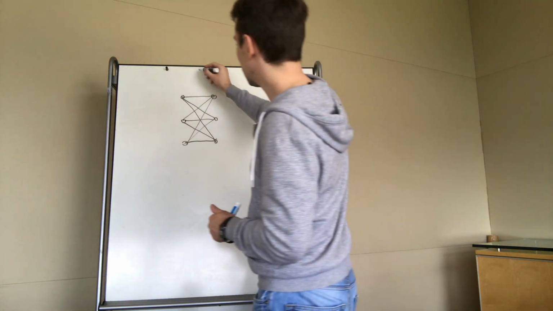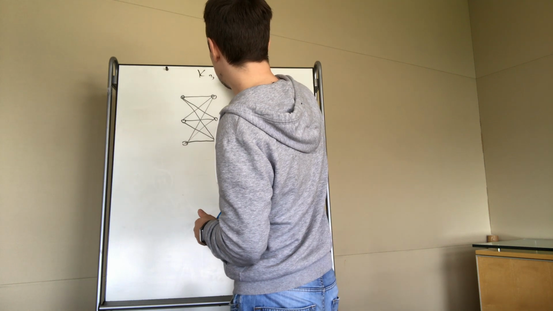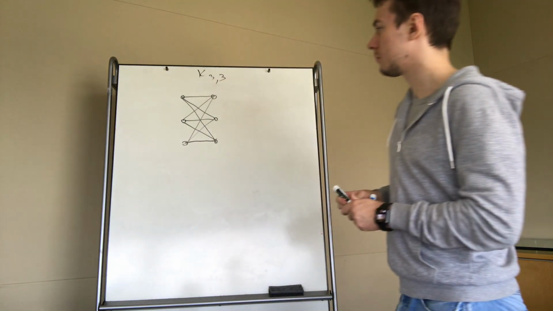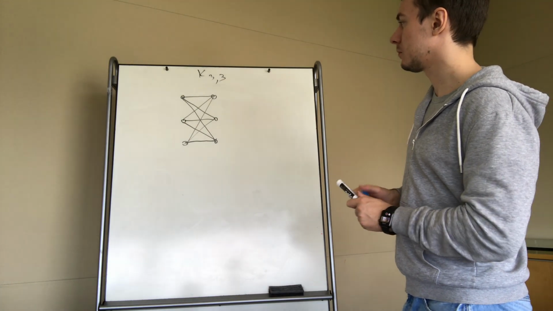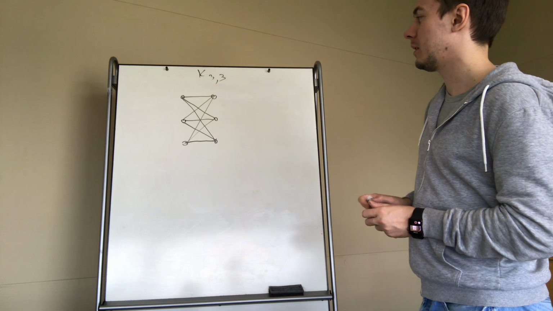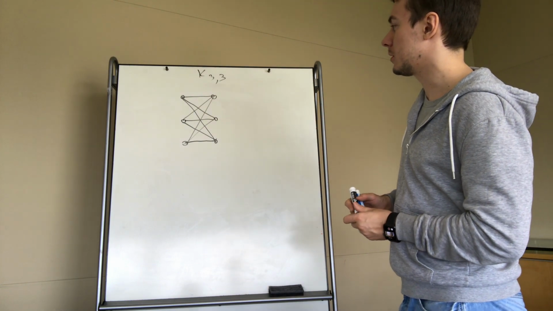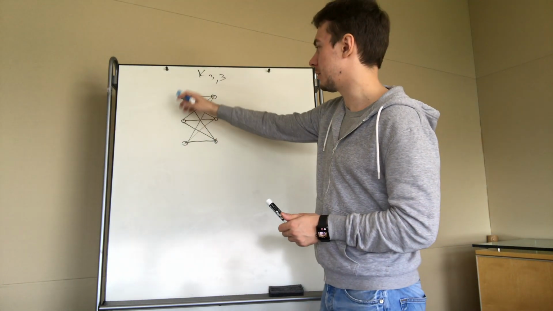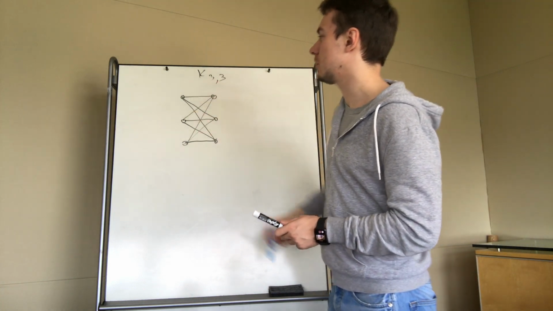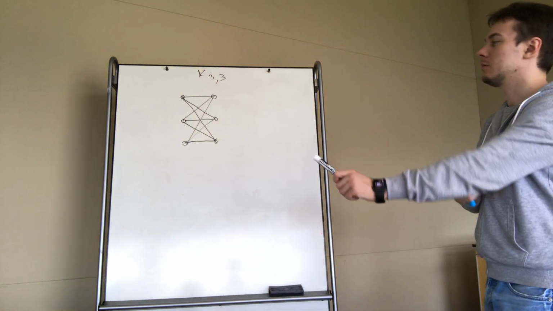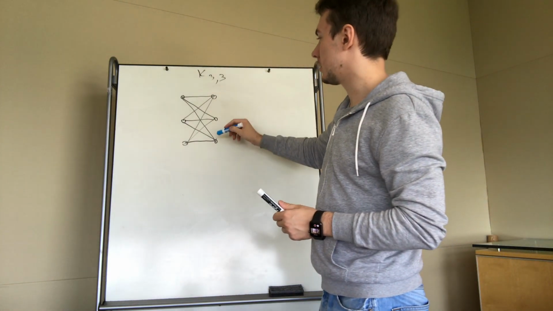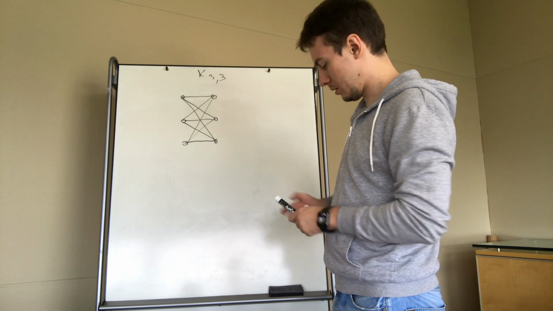This graph is called K33. And it is also a bipartite graph, as you can see, because we can split the set of its vertices into two subsets, which have no common edges at all. Okay.